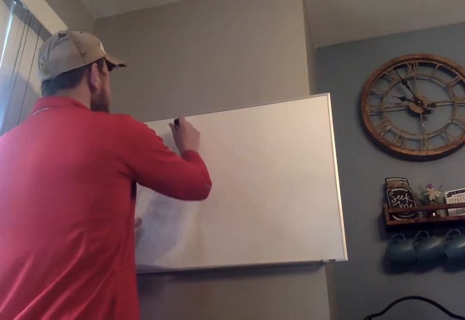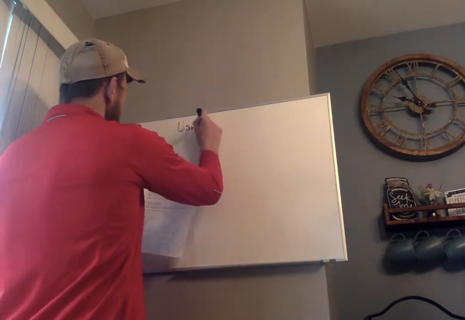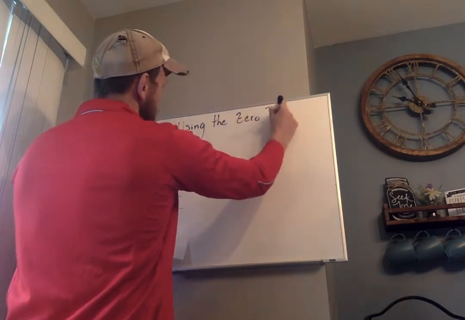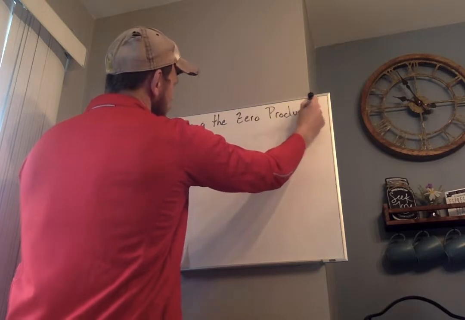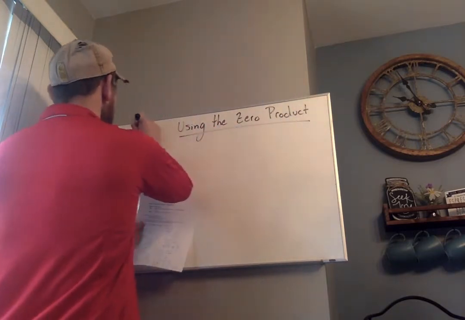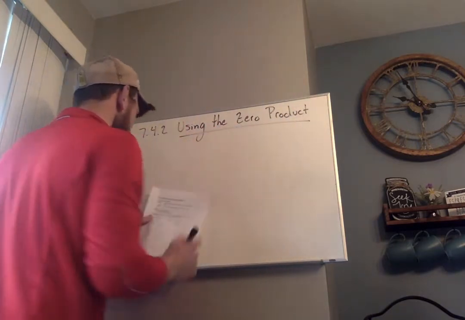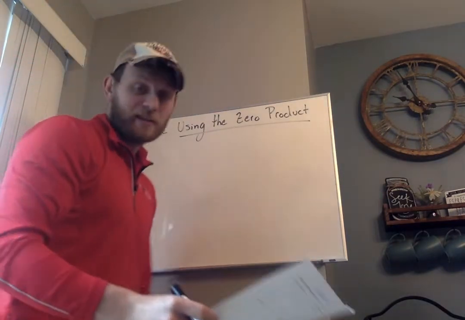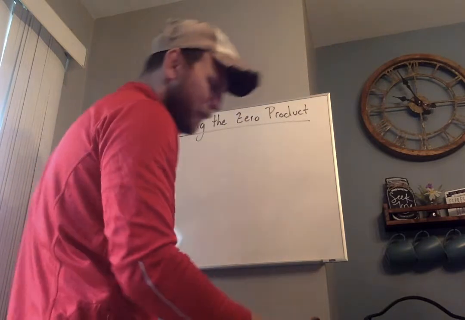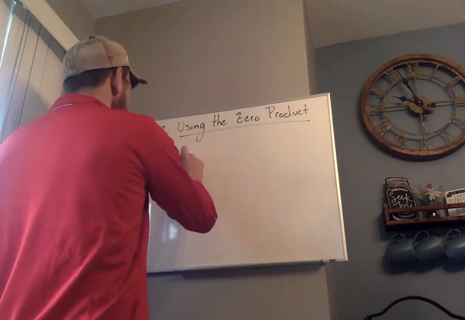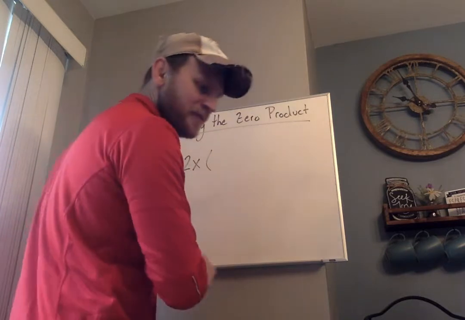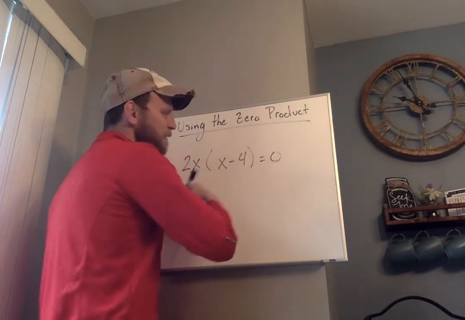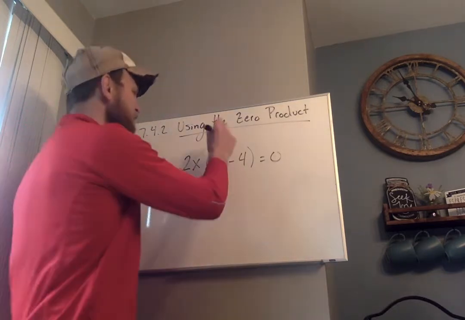So, using the zero product property. Like I said, this is 7.4.2. You can read the directions; I'm not going to read it to you, I'll explain it. Let's look at example number 1. I'm being asked to solve for x such that this is true. So I'm going to solve this.